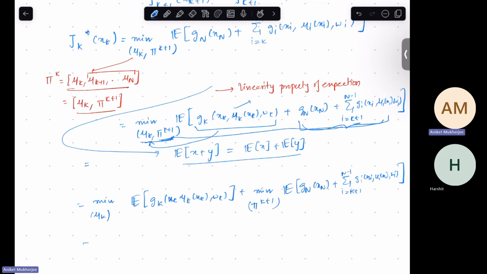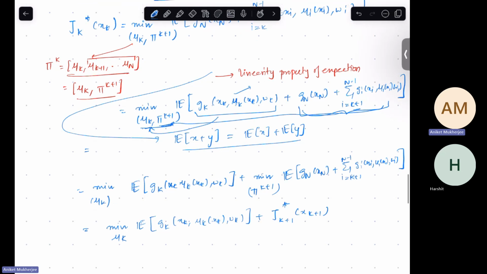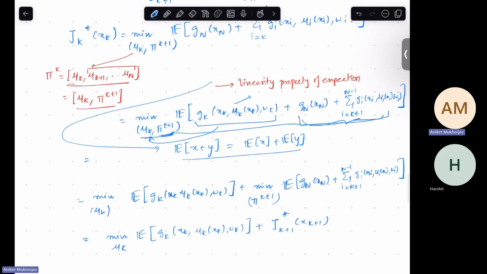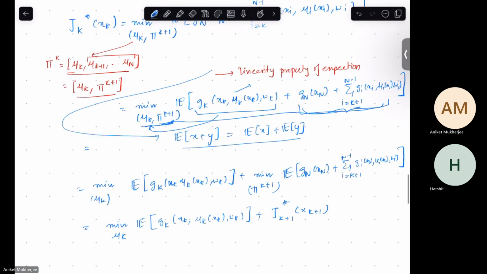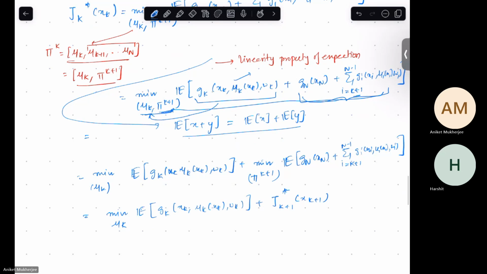This can be written as the minimum over mu k of the expectation of gk of xk, mu k of xk, wk, plus Jk+1 star of xk+1. This is the definition of Jk+1 star of xk+1.